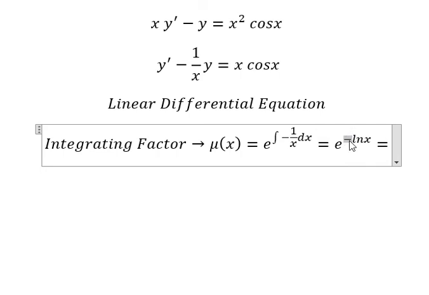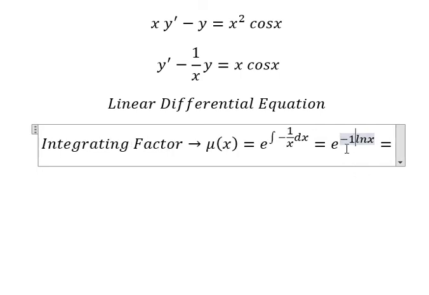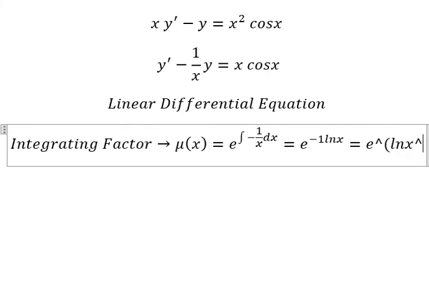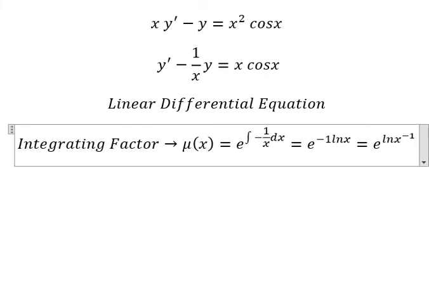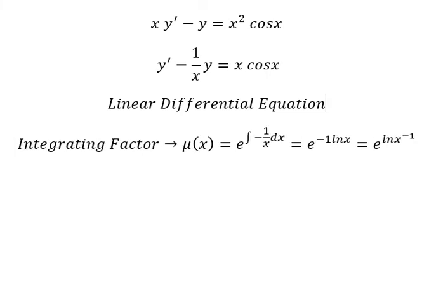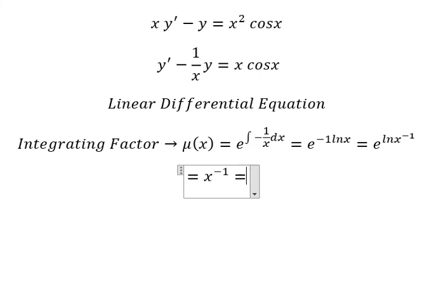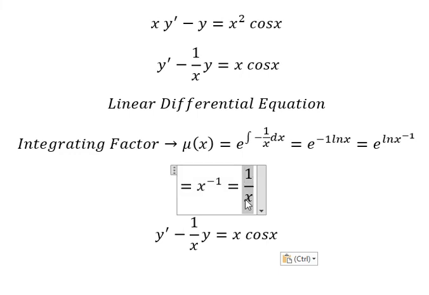Later, that negative is negative number 1. So we put negative 1 inside the natural log in here. And this one we have x to the power of negative 1, and that is 1 over x. That means we need to multiply both sides by 1 over x.